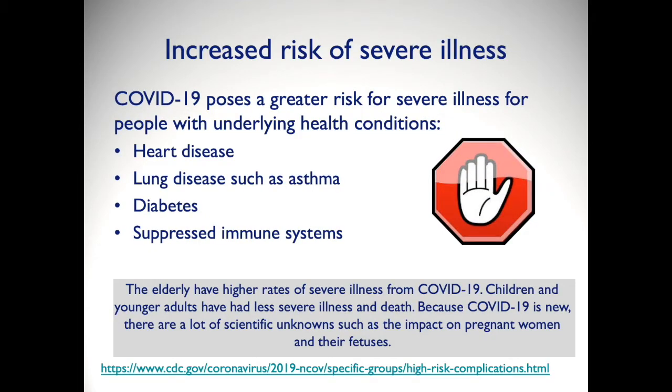As is the case with seasonal flu, certain conditions appear to put some individuals at increased risk of complications associated with COVID-19. These conditions include heart disease, lung disease such as asthma, diabetes, and suppressed immune systems. The elderly have higher rates of severe illness from COVID-19. Children and younger adults have less severe disease and death. Because COVID-19 is new, there are a lot of scientific unknowns, such as the impact on pregnant women and their fetuses.